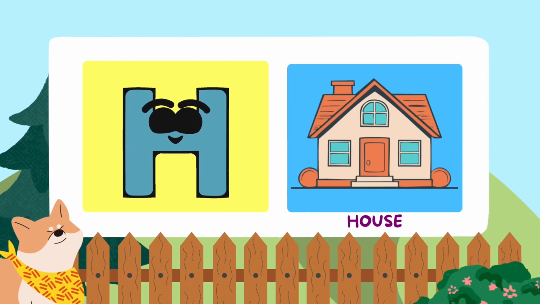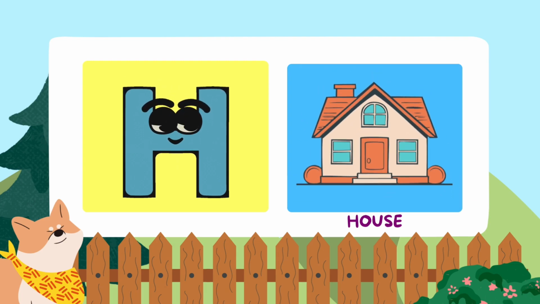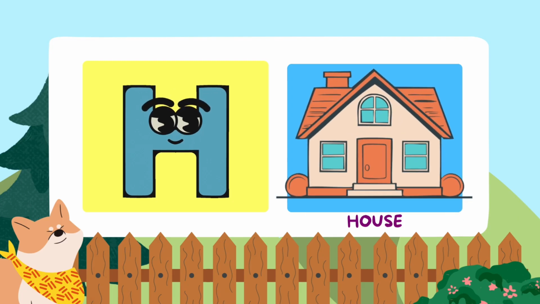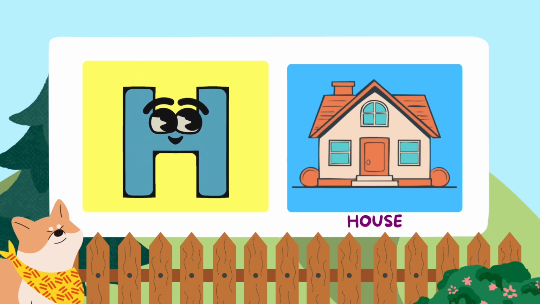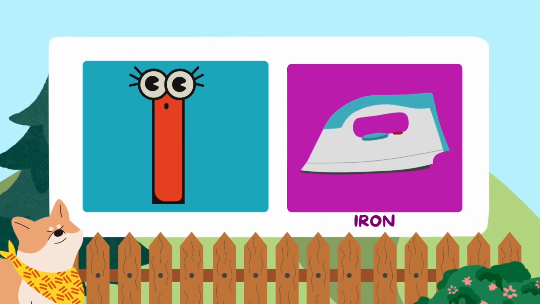Next alphabet is H. H for house. We live in a house. H, O, U, S, E. House.